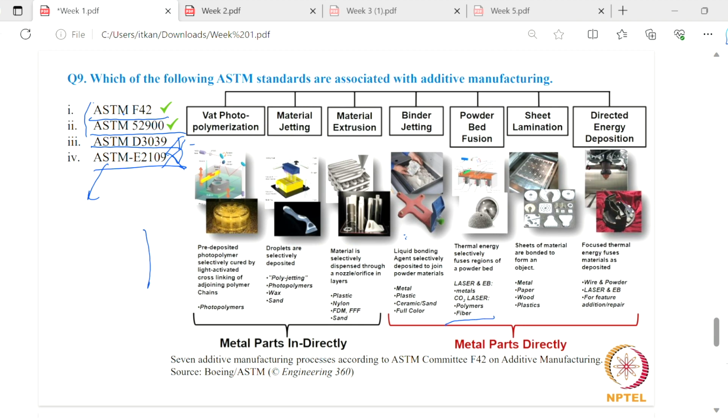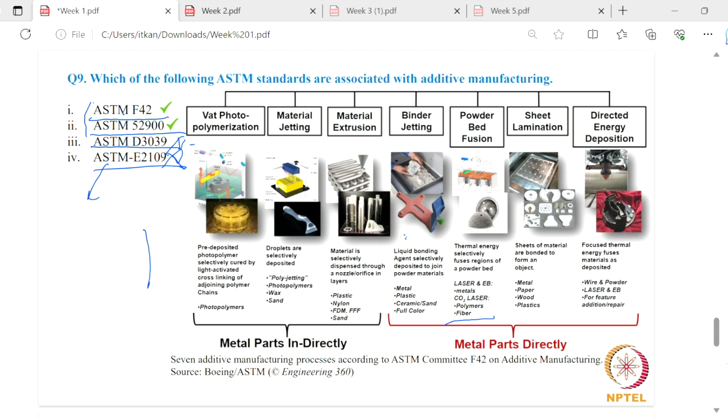Then there is the sheet lamination process. It is a hybrid process, using machining as well as 3D printing. Layers are printed in the form of sheets, and two sheets are joined with the help of binders, ultrasonic welding or frictional welding, etc.